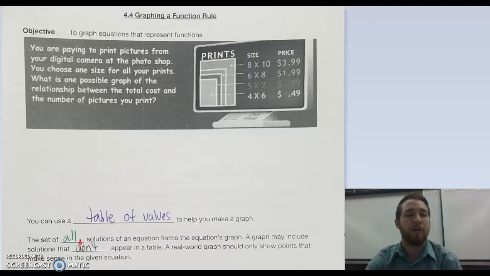A set of all solutions of an equation forms the equation's graph. So again, that's how we make a graph, is by taking those solutions. A graph may include solutions that don't appear in a table, and a real world graph should only show points that make sense in that given situation.